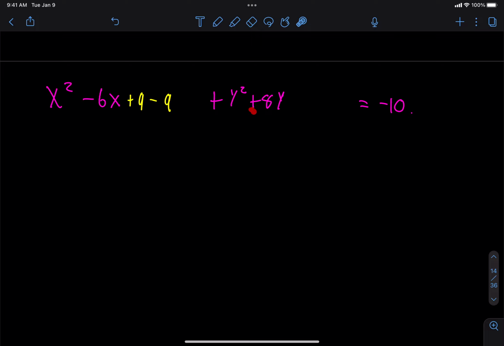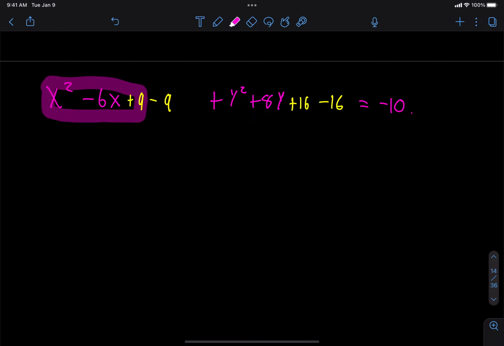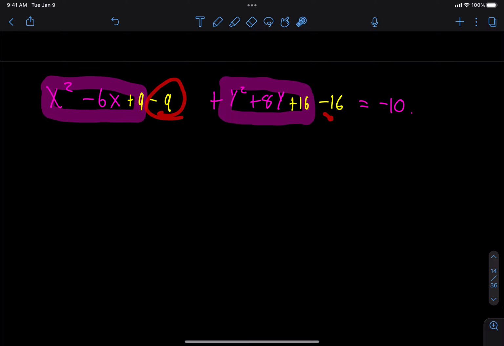Same process. Divide the middle term by 2, so that becomes 4. If I divide 8 by 2, I get 4, and then I square that and get 16. So I'm going to add 16, and I'm going to subtract 16. Now what's my goal? Factor just this term and this term, right? And I'm going to leave those minuses hanging out, because eventually they're going to go over to the other side, okay?